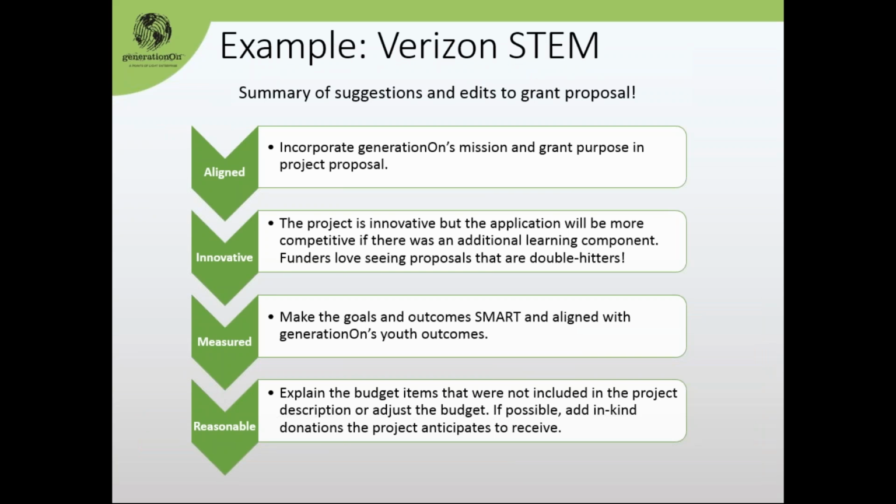All right, so just to recap, different ways that we could have improved the Verizon STEM skeleton grant proposal that we quickly reviewed is alignment. You want to make sure that you incorporate Generation On's mission and vision and measured goals and things like that, and the purpose of the grant into your proposal. You want to make sure that you show them how you're aligned as often as you can.